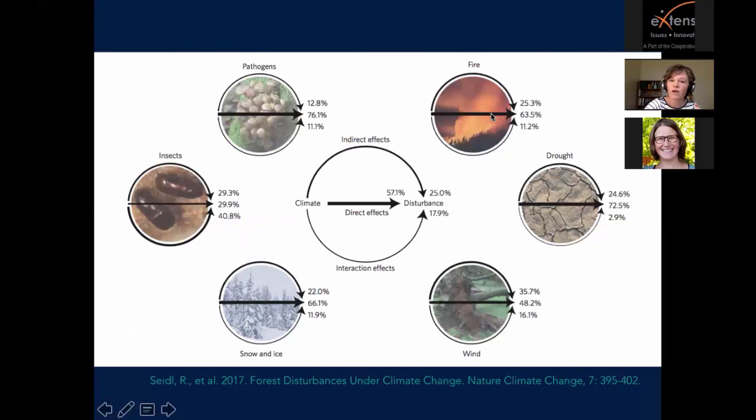Disease, also a very strong effect. When we get to insects, it's really a mix. We have roughly 30% is an indirect effect, 30% is a climatic effect, and the biggest, the thickest arrow, but not by a lot, is this interaction effect. So around 41% of disturbances are driven by an interaction of some level of climate and potentially other disturbance. So this is an interesting way to look at how insects fit in with this grand scheme of other disturbances that operate on our landscapes.